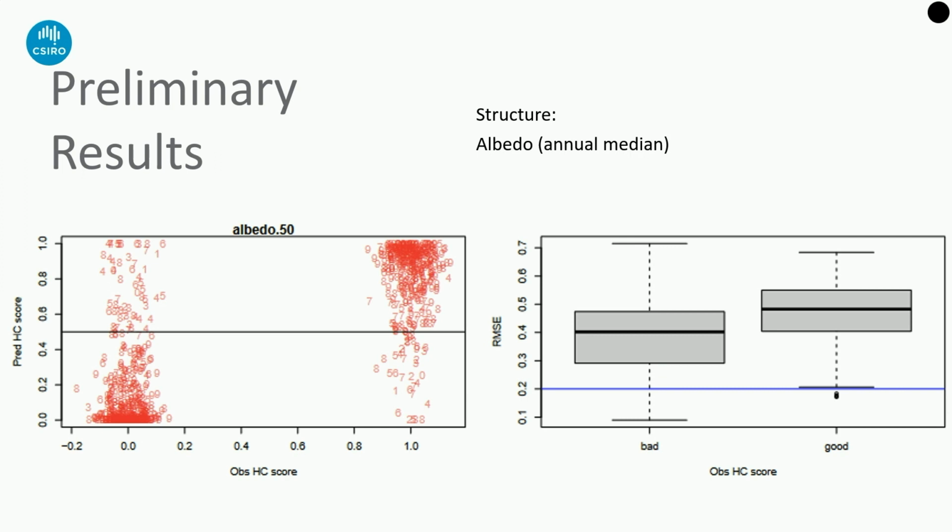Now, with this relationship, we can convert any indicator value to a condition score value, right? So that's what we did here. We converted the annual median albedo value to a condition score for 1,000 sites with known conditions. The x-axis shows the observed condition, the y-axis is the predicted condition. The observed conditions are just 0 and 1s, so the spread is actually added noise.